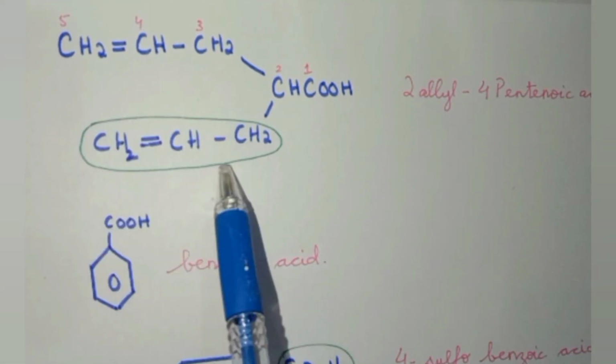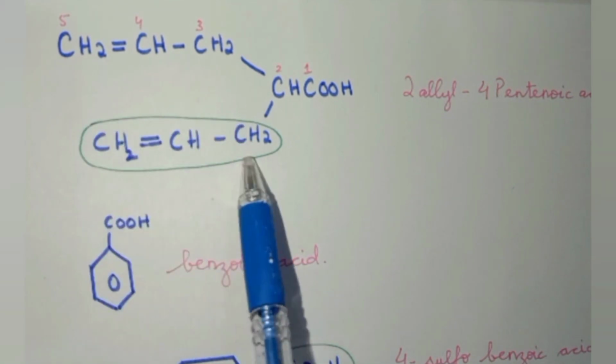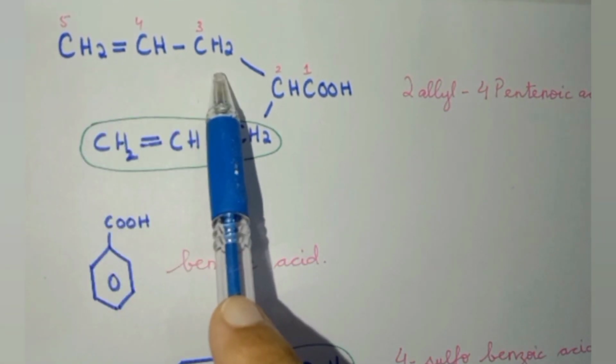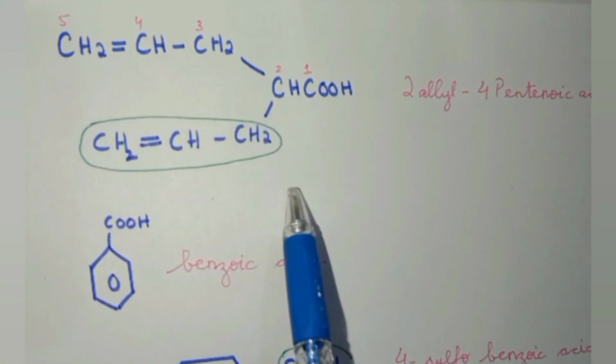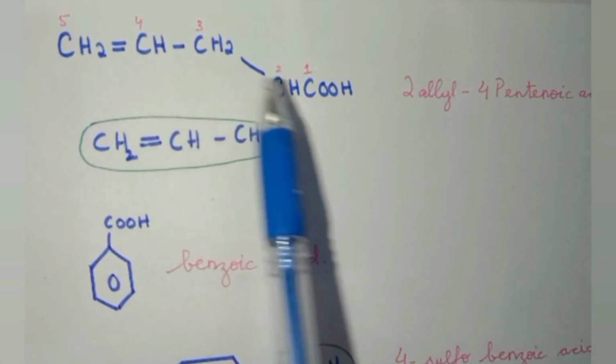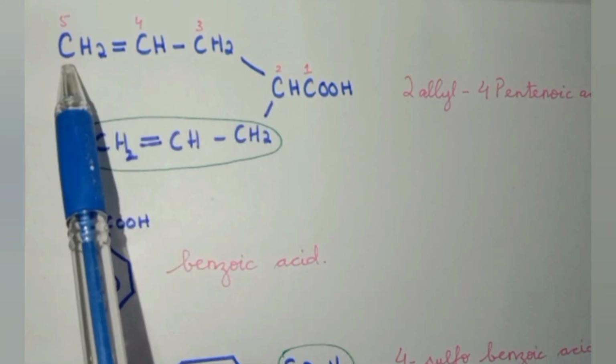We can select any of them because they both have three carbon atoms, and they both have the double bond on the same position of carbon atoms, so we can select any of them. Let me select the upper one. Here it is carbon number 1, carbon number 2, 3, 4, and 5.